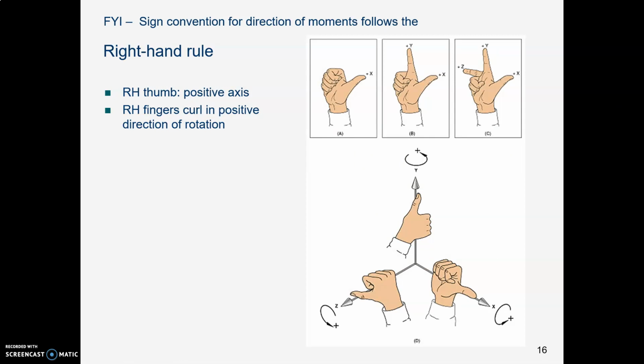This is also known as the right-hand rule, and to help yourself remember which direction is positive or negative moment, think of the right-hand rule. So take your right hand and look at your thumb. You'll see your fingers curling. Your fingers are curling in the positive direction. They happen to be curling counterclockwise. That's positive moment.